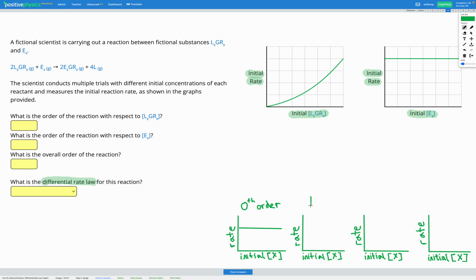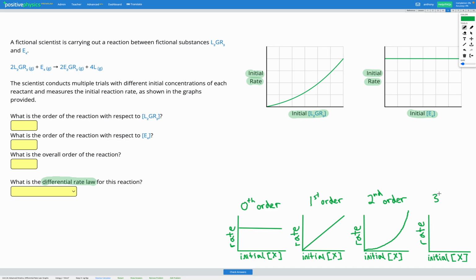If we have a first order reaction, that means that if my initial concentration doubles, my rate also doubles. So my rate is directly proportional to my initial concentration. So that's going to have a graph shape like this. It's a straight line because that shows that if my initial concentration doubles, my rate also doubles. For a second order reaction, if my initial concentration doubles, my rate is going to quadruple. It's squared. So we're going to get a quadratic shaped graph like this.